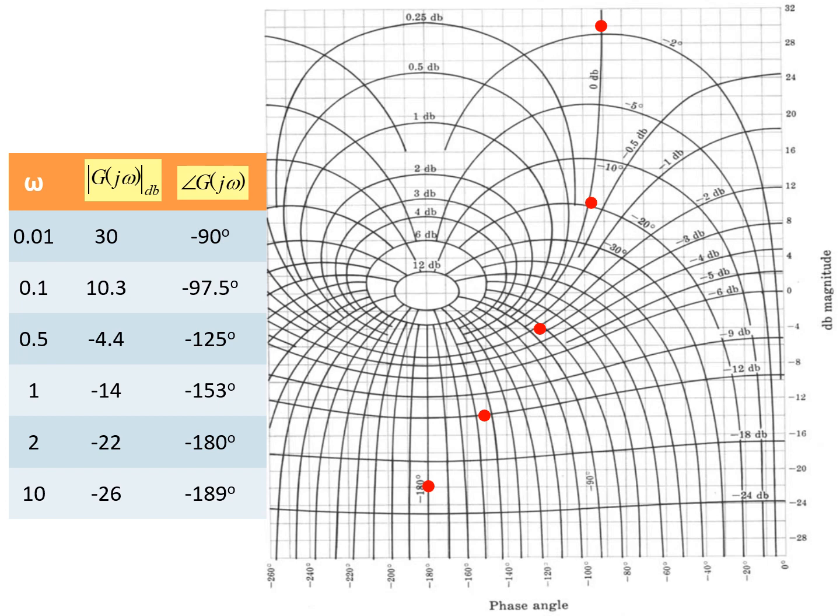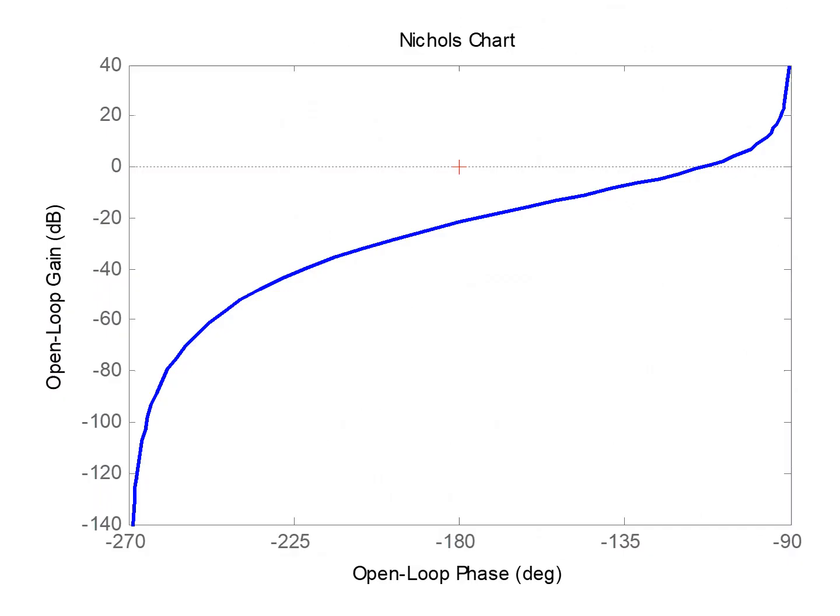Your fifth point here is at omega 2, minus 26 dB and minus 180 degrees. One more point we get like this. Now join all these points in the Nyquist chart and you get the Nyquist plot. So this is the Nyquist chart plot we have got for the example in MATLAB.